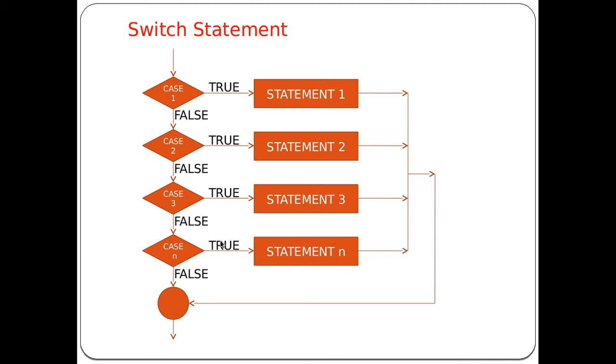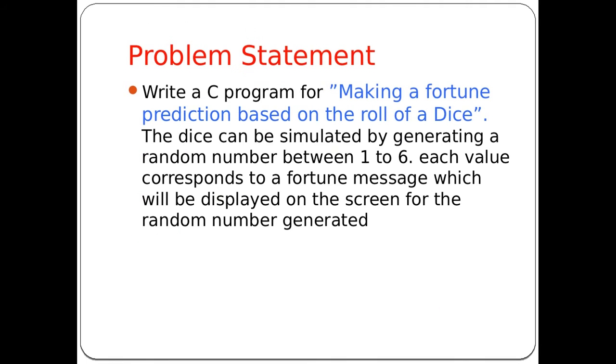So to get a better understanding of this switch statement, we will try to solve a problem using this. So the problem statement here is writing a C program for making a fortune prediction based on the roll of a dice. So you have seen several automated programs that display a fortune message. So we are trying to simulate something similar. So the dice, what we are doing is we are simulating it by generating a random number between 1 to 6. Here each value in this range corresponds to one particular fortune message which will be displayed on the screen.